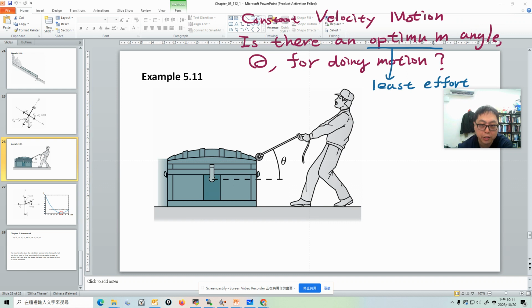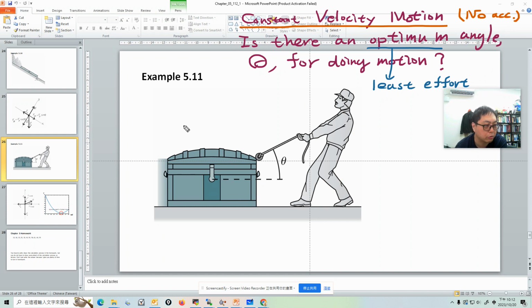The key for this problem is the constant velocity motion. Very intuitively, constant velocity means no acceleration. Because acceleration is the change of velocity, right? But if the velocity is constant, there is no acceleration in this motion.